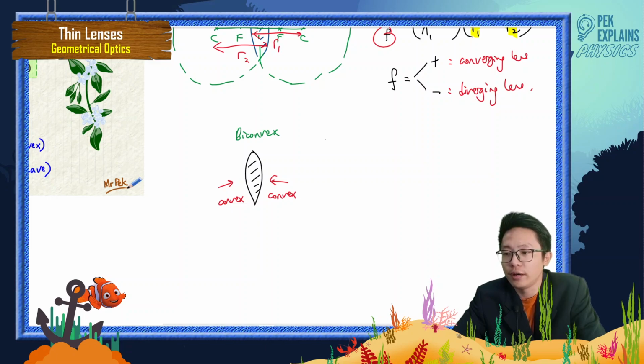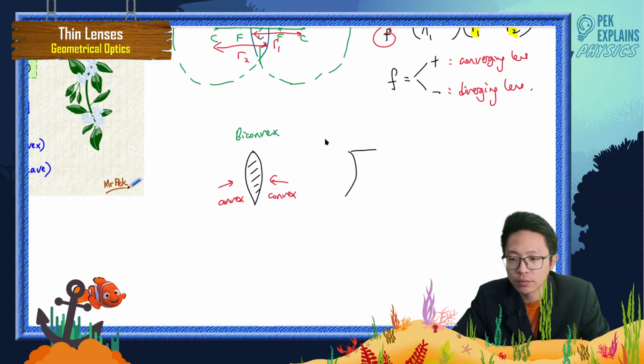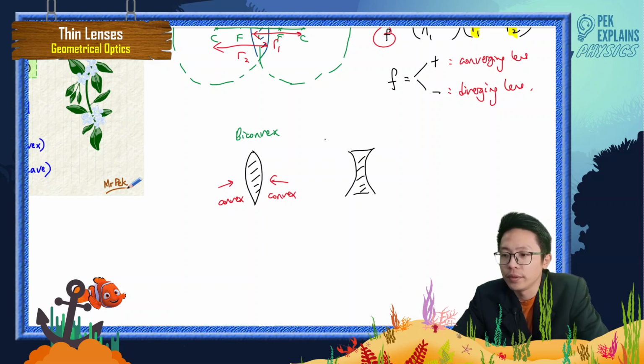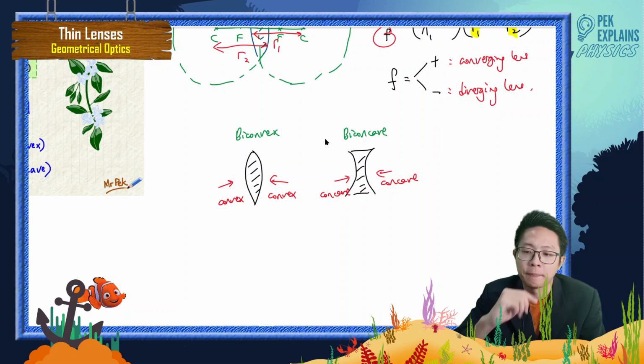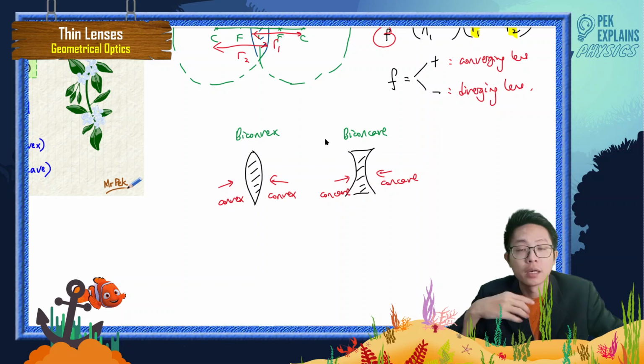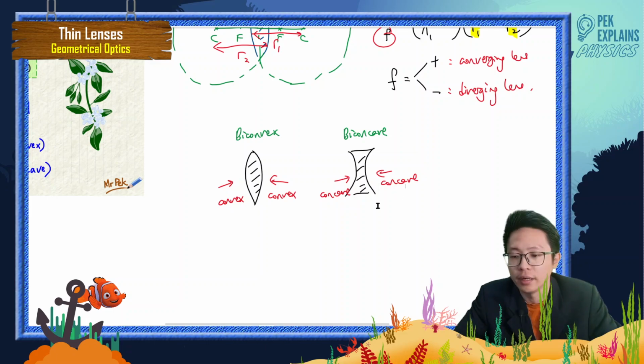Then we have another one. This one is called biconcave. Why do we say it is biconcave? Because from this side we can see it is concave, and from the other side it is also concave. We look at both sides. It curves inwards, so both are concave surfaces.